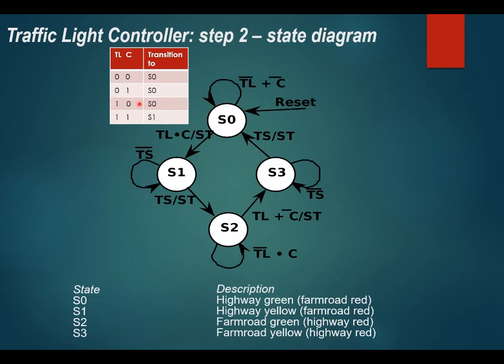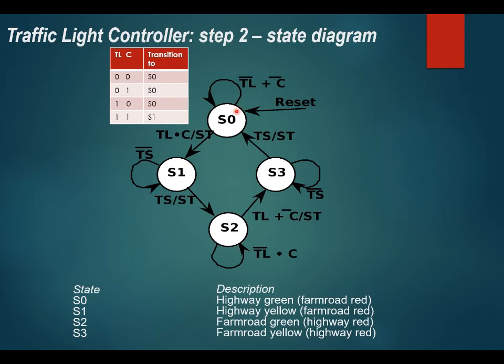Okay, the third situation is when the green light interval has expired, but there's no car waiting on the farm road, so we don't need to change the light. Because the highway gets the higher priority, the highway will stay green. Only when the green light interval has expired and a car is waiting on the farm road should the state transition from highway green to highway yellow, to give way to the farm road car to get a green light.